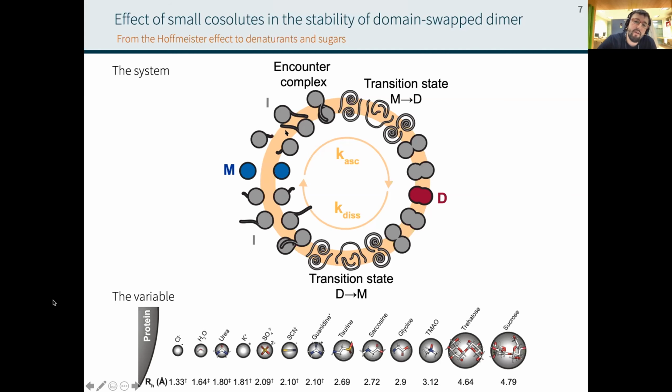Here, the orange bar indicates the magnitude of the different kinetic rates. Then we measured those in the presence of different co-solutes of different nature: either salts of the Hofmeister series, or osmolytes, which are organic molecules that cells synthesize either to stabilize the proteins or not, and also trehalose or sucrose, which are sugars typically used in these studies.